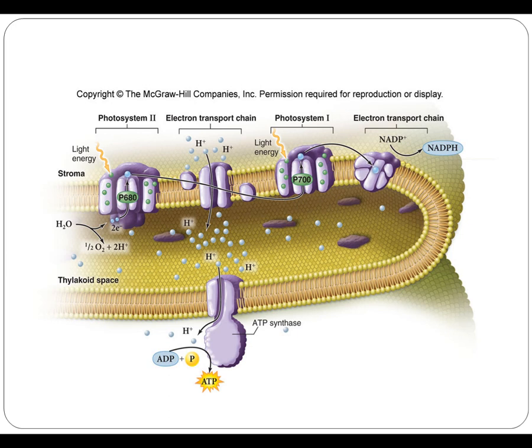And part of it out in the stroma looks like a big glob. You see that? That big glob is actually a rotor. Does that word conjure up something for you, a rotor? It rotates. That's what it does, but it doesn't do it spontaneously. It'll only rotate when what flows through it? Hydrogen ions. ATP synthase's rotor rotates when hydrogen ions flow through it.